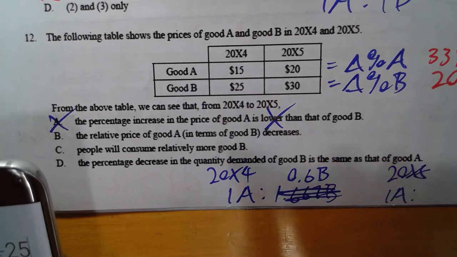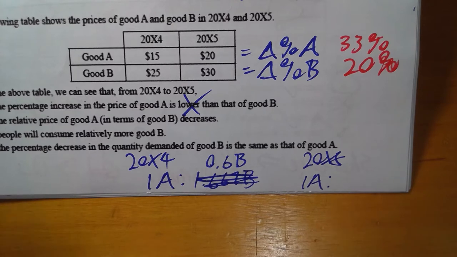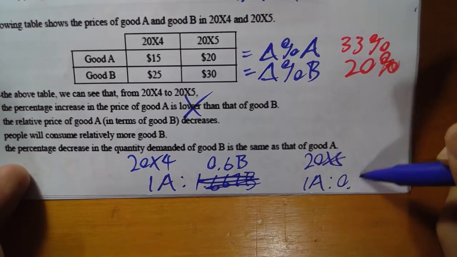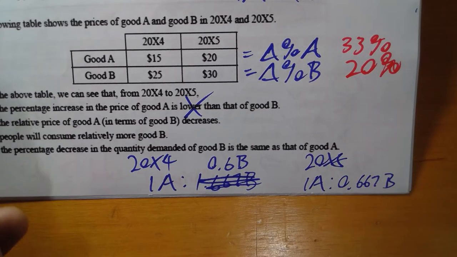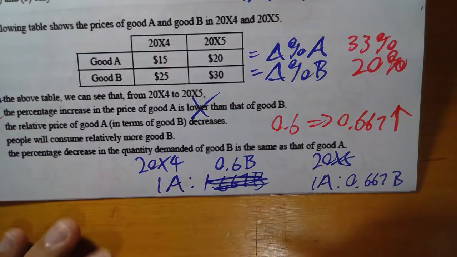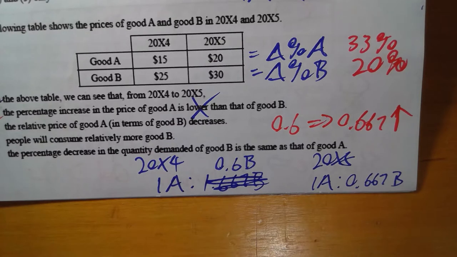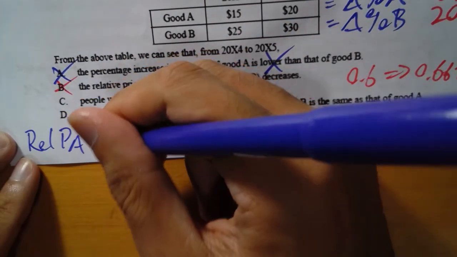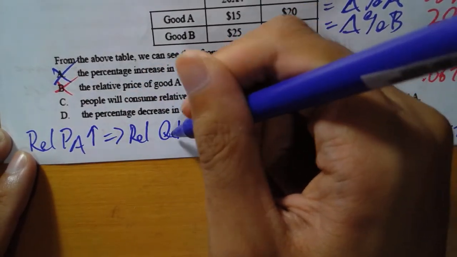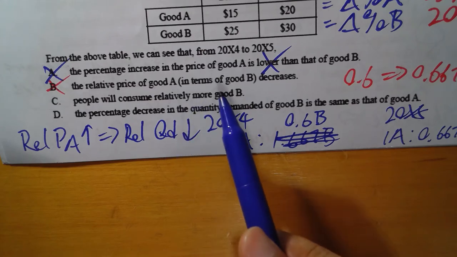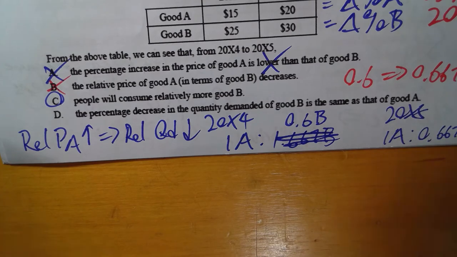$10 means you give up 0.6 of good B. Here, in 20X5, let's do it again. By $20, you can buy 0.667 good B. So here you see the relative price of A actually goes from 0.6 to 0.667, it increases. Okay, so B is also not correct. People will consume relatively more good B. Of course, here the relative price of good A increases, so relative quantity demanded would decrease. Good A is consumed relatively less, meaning they will consume relatively more B. Okay, this is a mathematical relationship.